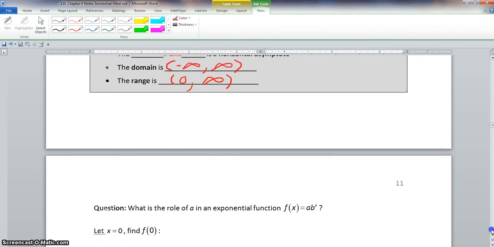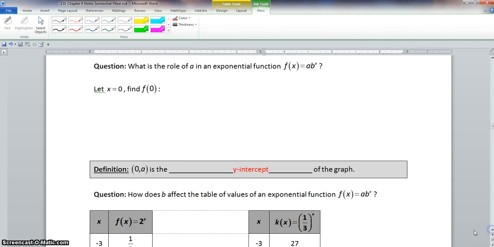Now, we scroll on to the next page. It says, question, what is the role of a in an exponential function f of x is equal to a times b to the x.